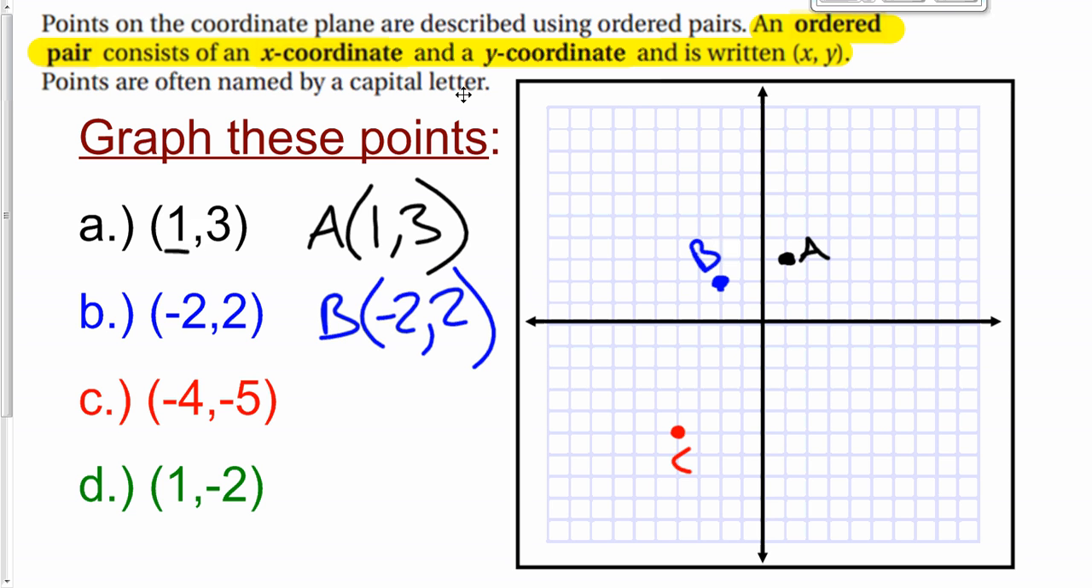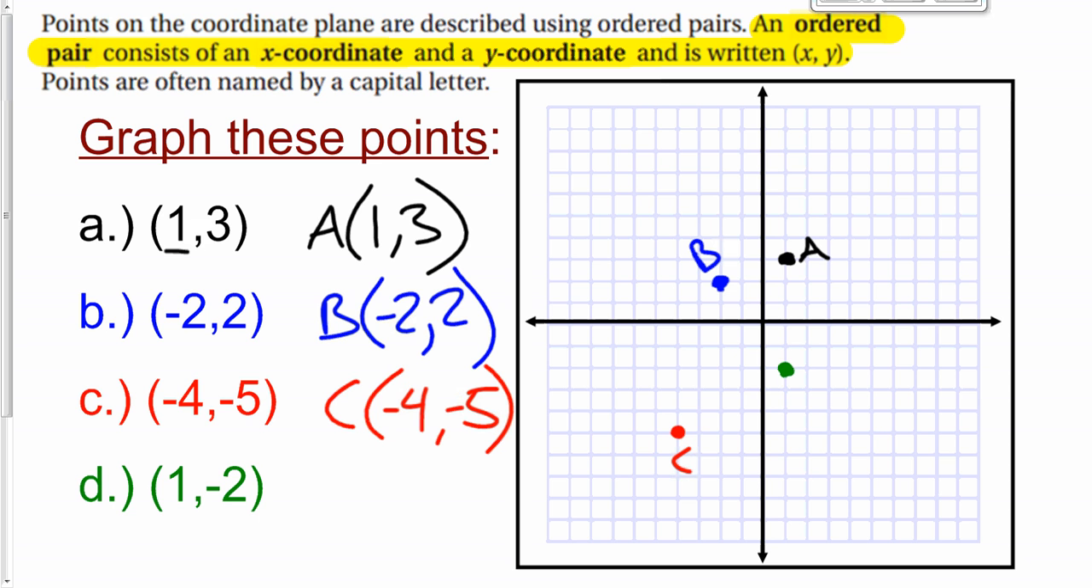If it was named, it would look like this. Okay. They don't always have to have a name. So for instance, B, let's pretend it doesn't have a name. We're just going to go over 1, down 2. So there we go, that's just a point.